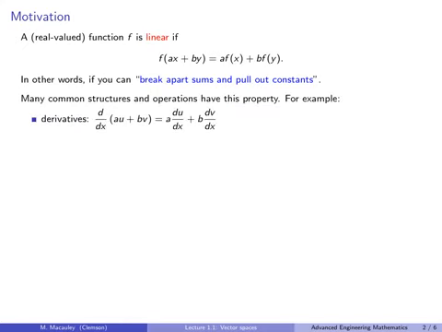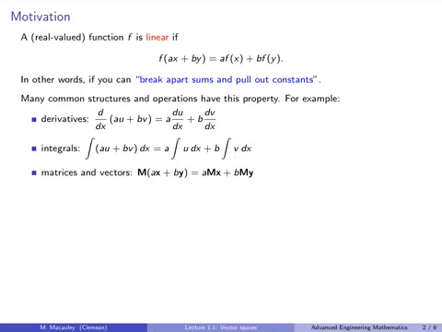Many common structures and operations have this linear property. For example, derivatives. If you take the derivative d dx of au plus bv, then that is equal to a times du dx plus b times dv dx. Integrals: the integral of a linear combination of functions, au plus bv, is just a times the integral of u plus b times the integral of v.